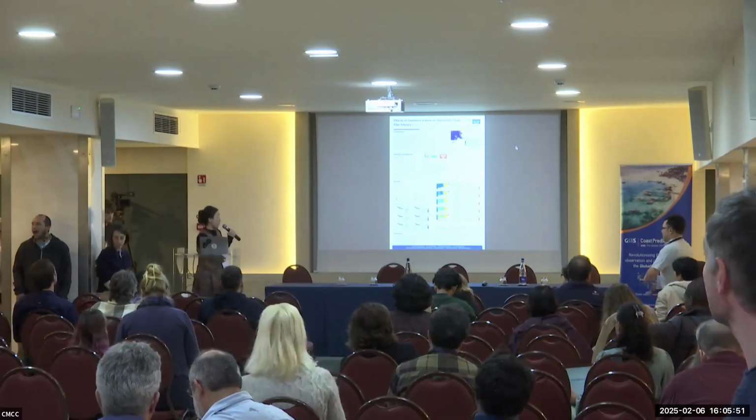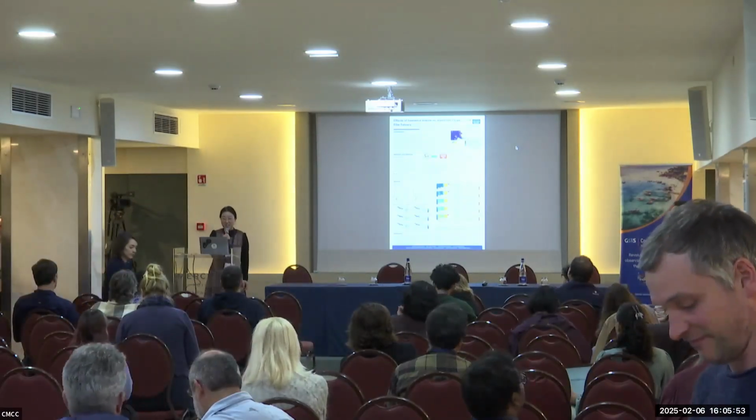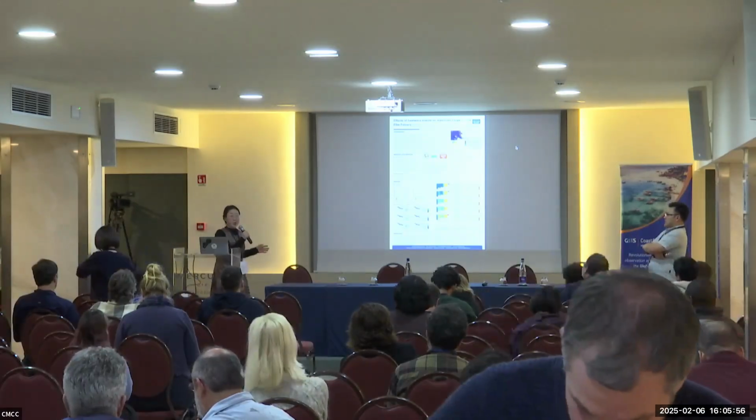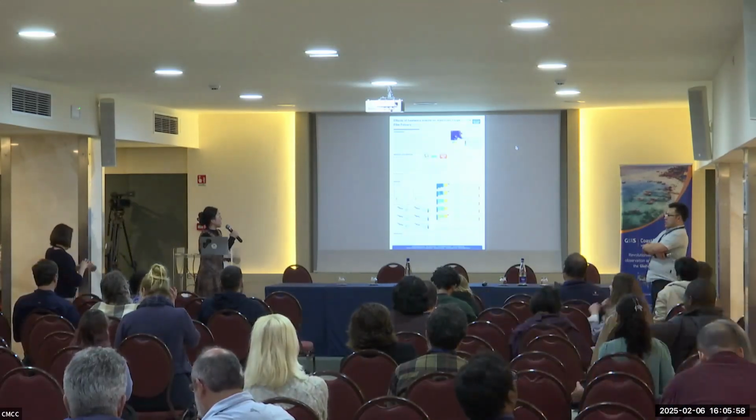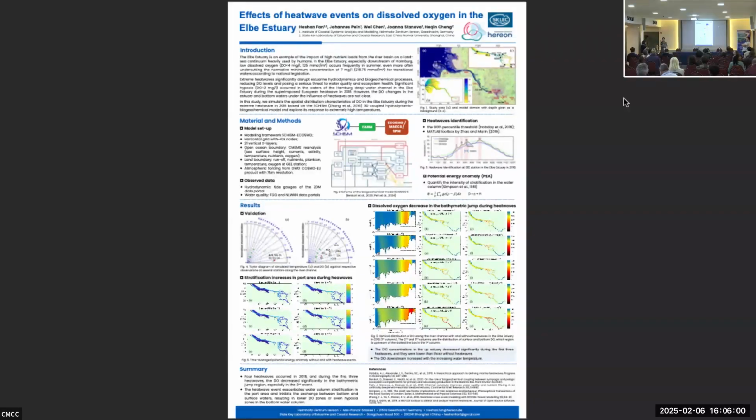I'm Hashan from Heron and East China Normal University. Very excited to introduce our work about the heatwave events' impacts on dissolved oxygen in an estuary, which is influenced heavily by human activities like the deep channel and high nutrient load. We use the SCHISM and ECOSMO 3D coupled model to simulate the hydrodynamics and the biogeochemical situation in the estuary during an extreme heatwave year, 2018.